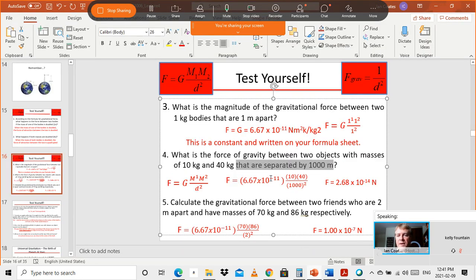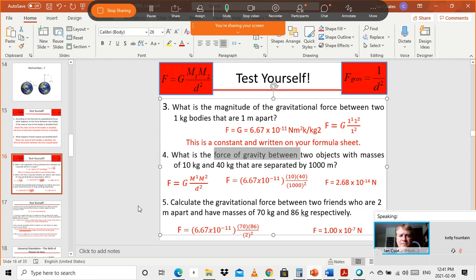So we just go back to this one here. What did I ask you? Force of gravity. Gave you the numbers. You plug and play. So two objects separated by 1,000 meters, one 10 kilogram, the other 40. This is the force that they're exerting on each other.